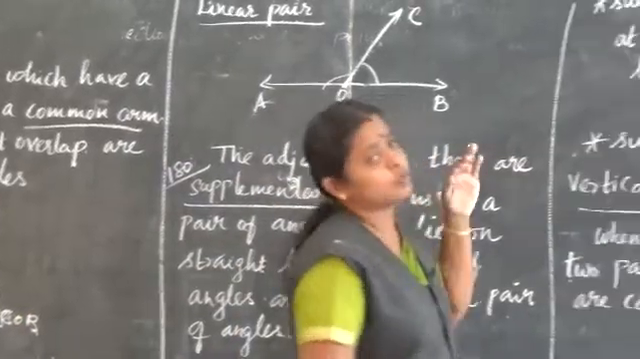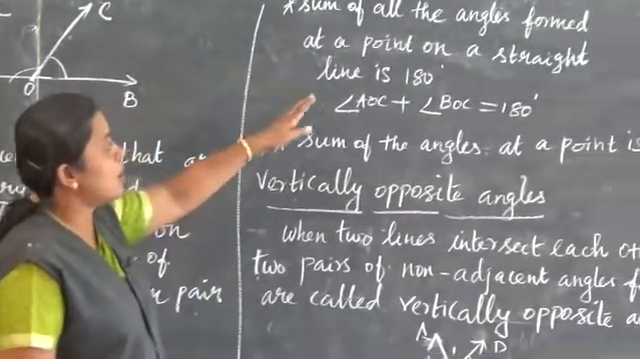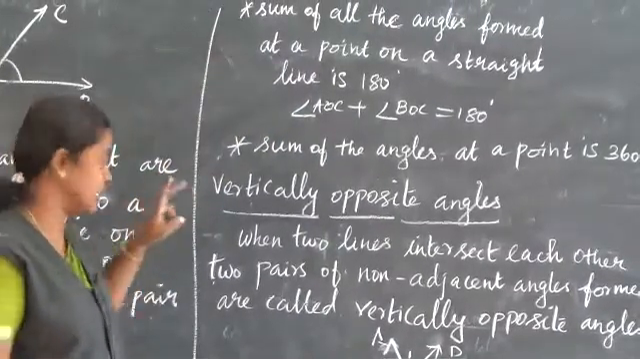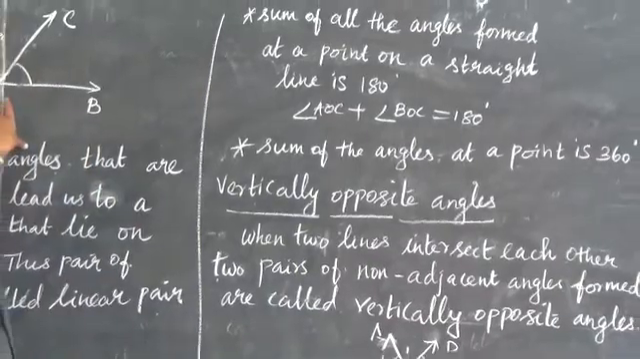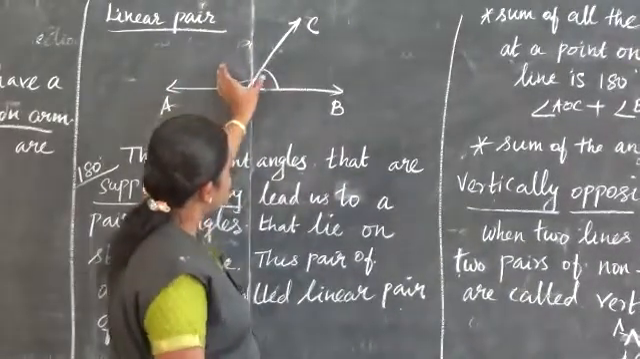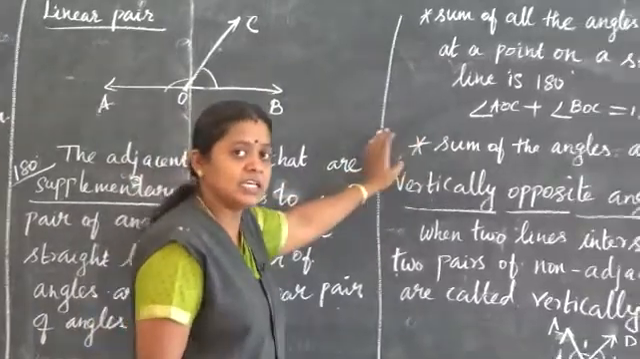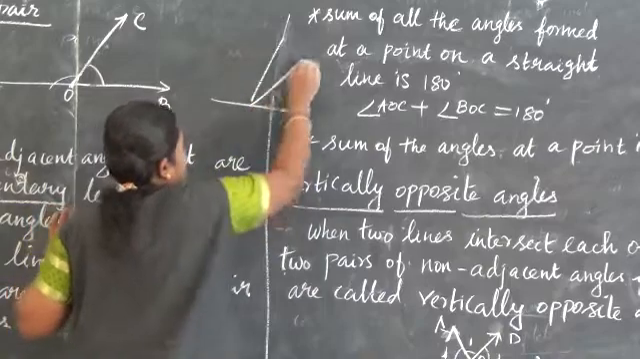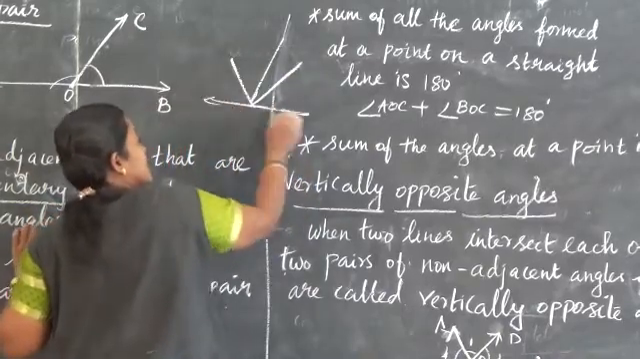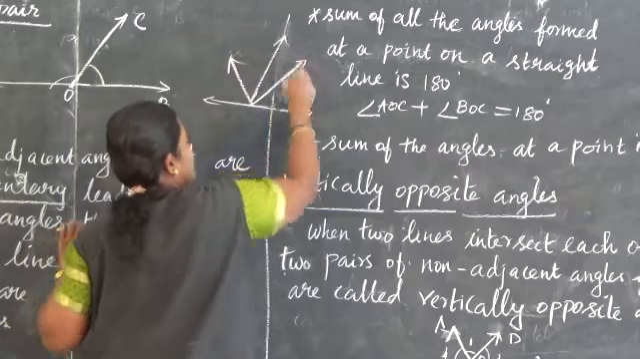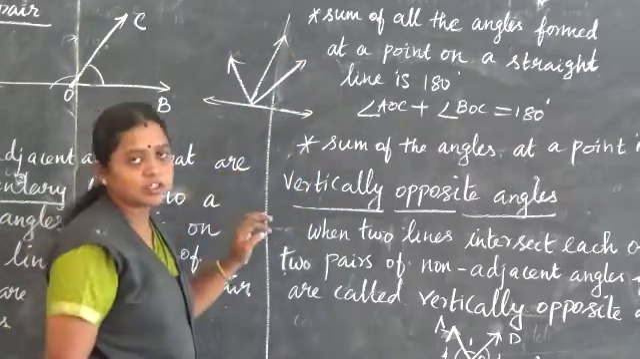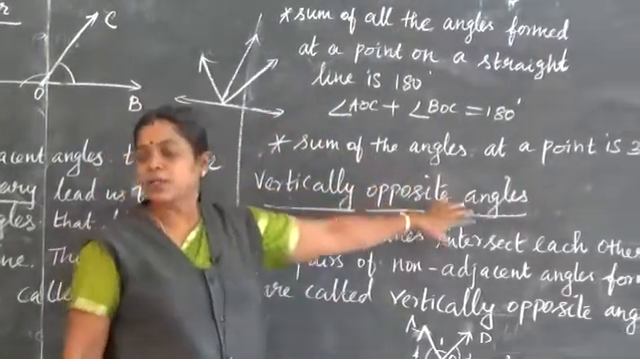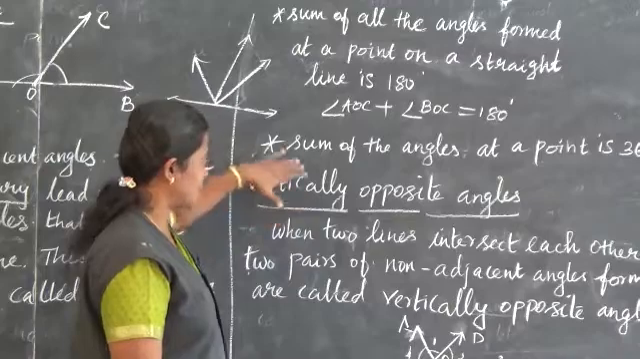In addition to that, there is one special property. The sum of all the angles formed at a point on a straight line is 180 degrees. Here we formed only two angles on a straight line. These two angles sum to what? 180 degrees. Suppose I draw one more line here. If many angles lie on a straight line and you add these angles, that sum also is 180 degrees.